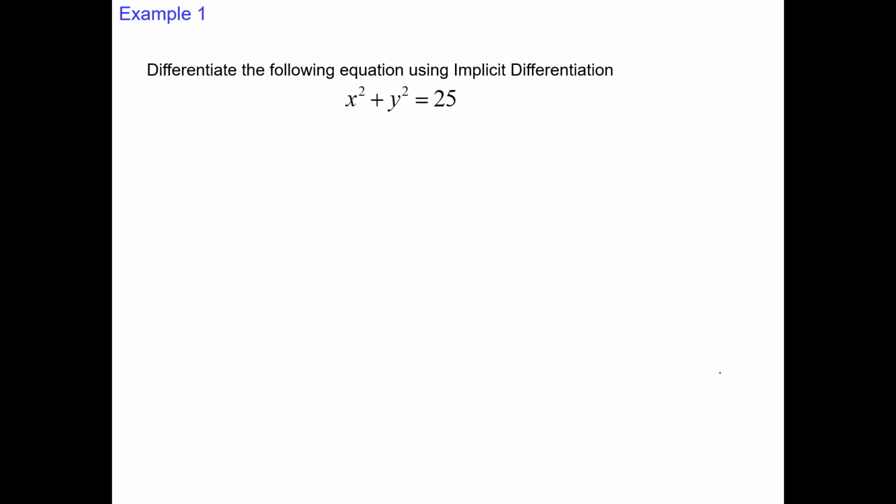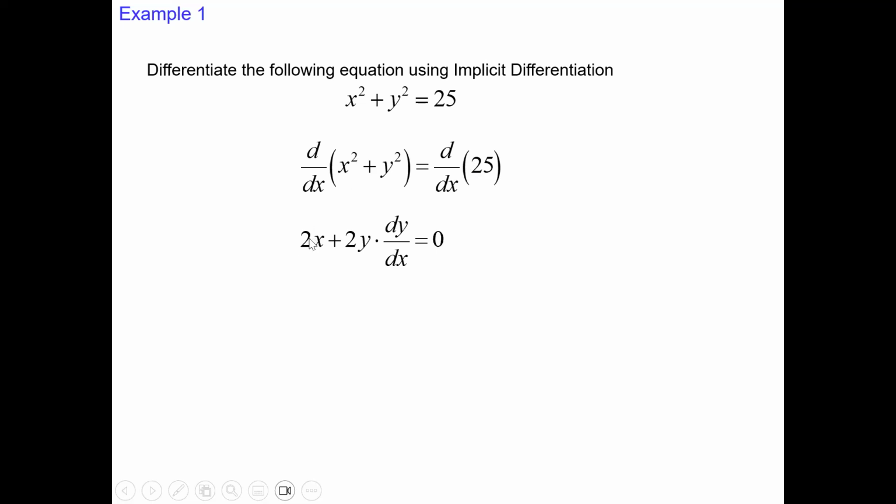x squared plus y squared equals 25. Implicit differentiation means that I will differentiate with respect to x both sides, left and right. Derivative of x squared, just 2x. Derivative of y squared is 2y dy dx. Derivative of 25, the constant, is 0. That gives 2x plus 2y dy dx equals 0. We don't need dx for the independent variable because the derivative of x with respect to x is just 1. And the derivative of a constant is 0.